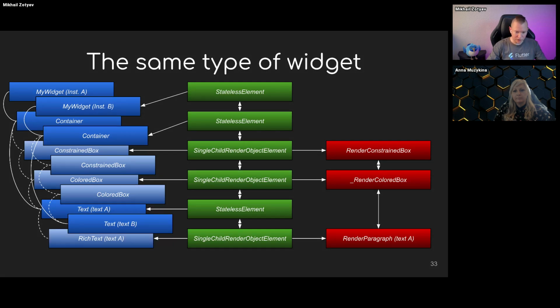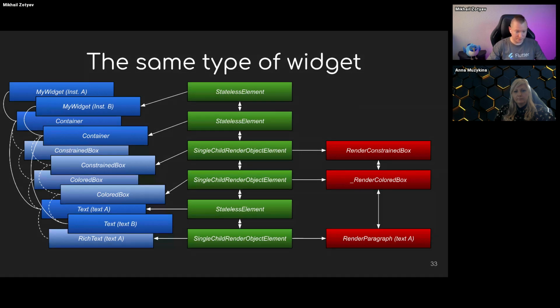So single child render object element checks ConstrainedBox, and ConstrainedBox can be updated. And then, since it's a render object element, it checks the properties of this, for example, size. If it's the same, it doesn't do anything and just continues. The same with the next step, checking ColoredBox with ColoredBox, just updating a link and checking the property. If the property doesn't change, it doesn't update. If it changes, it will be updated here in the render object.